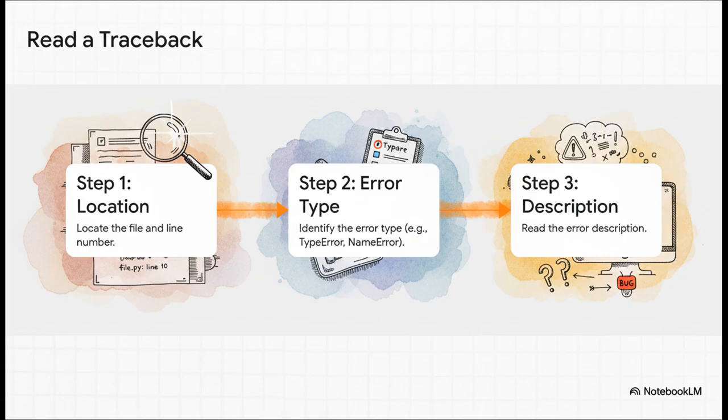First, just scan for the file and the line number. That tells you the exact location of the crime scene. Step 2, find the error type. Is it a type error, a name error? This tells you the kind of crime that was committed. And finally, step 3, just read the little description at the end. That's the computer telling you exactly what it thinks went wrong.